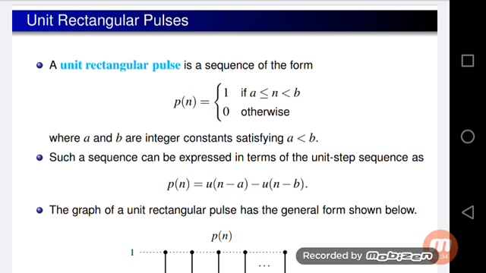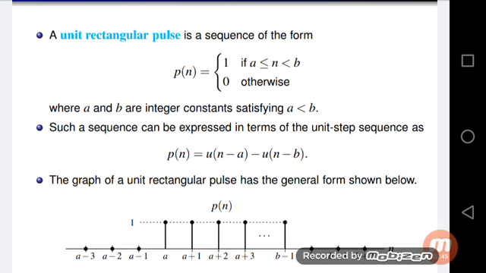P means pulse rectangular sequences. Here we are observing pulse rectangular sequences. That means the pulses are forming like a rectangular shape. That's why these are called rectangular pulses.